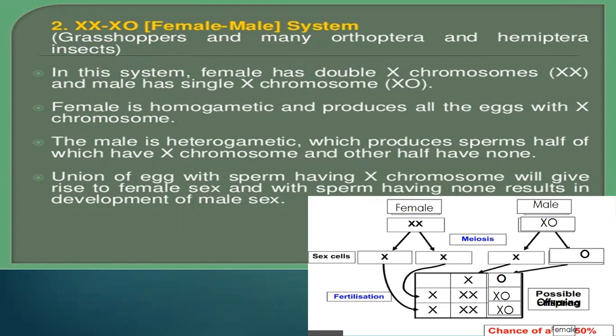In the second type of sex determination pattern, that is XX and X naught or X0, here XX is female and X0 is male. So that is in grasshopper, Orthoptera and Hemiptera, that are insects, different categories or classes of insects. So in this system, female is double X, that is homogametic, and male has a single X chromosome.